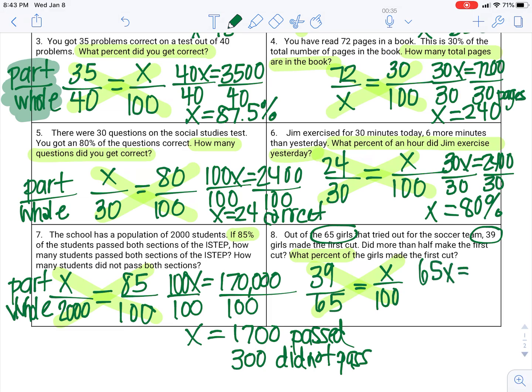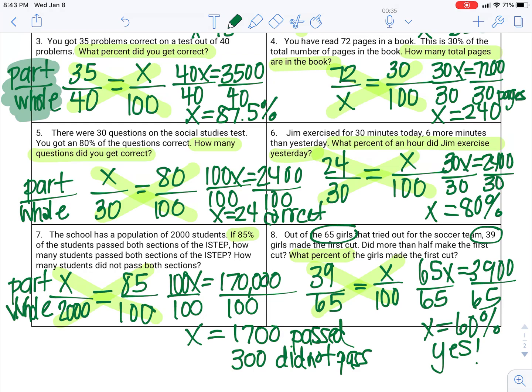65x, 39 times 100 gives me 3,900. Divide by 65. And that means 60% of the girls that tried out made the team. But I had two questions. What percent made the team or first cut, and did more than half make the first cut? So then you have to say, is 60% more than half? Well, I know 1/2 is equivalent to 50%. So yes, more than half made it.